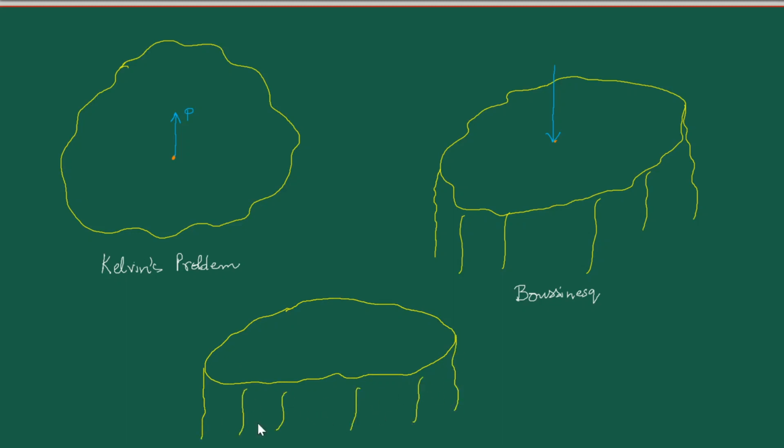Okay, and instead of this vertical point loading, we have at this point a horizontal loading which is along this plane. Okay, so this is referred to as the Cerruti's problem, bearing the name of Cerruti.